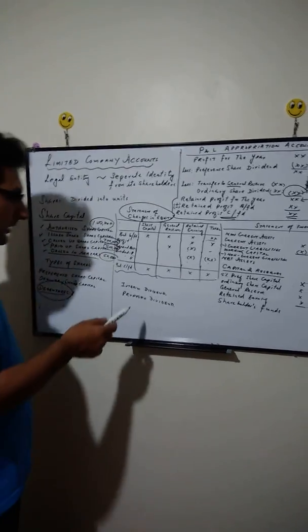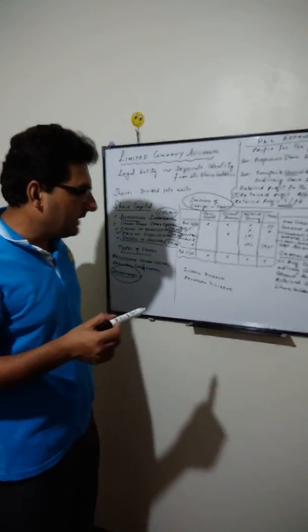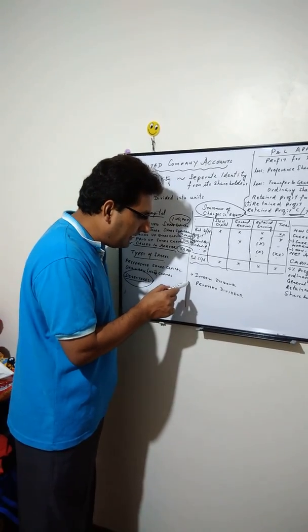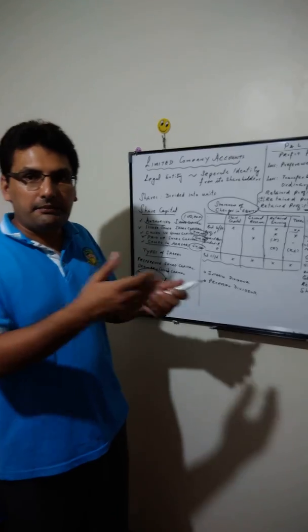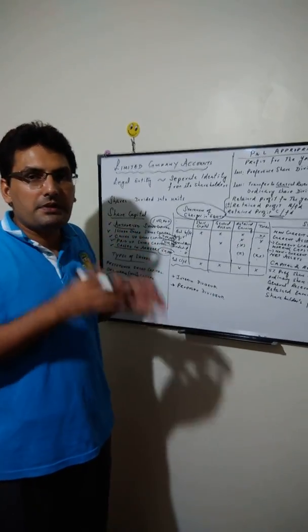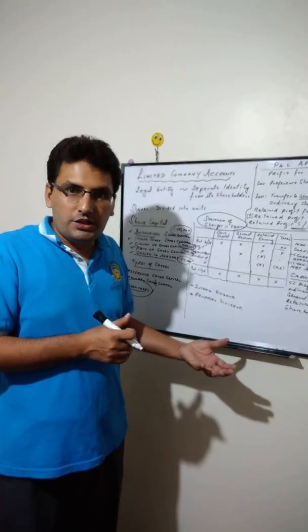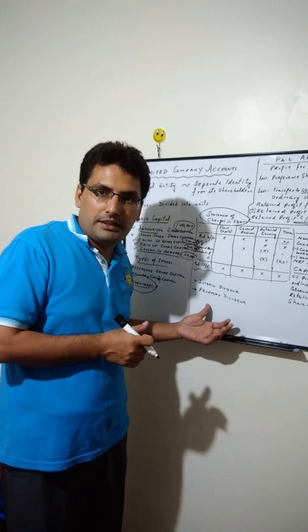When we talk about dividends, there are two kinds: the interim dividend and the proposed dividend. The proposed dividend is decided in the meeting, where we decide how much money we are going to pay to the ordinary shareholders. That's called the proposed dividend.